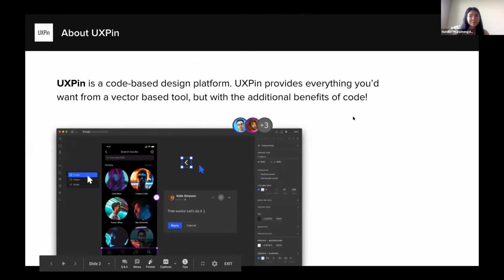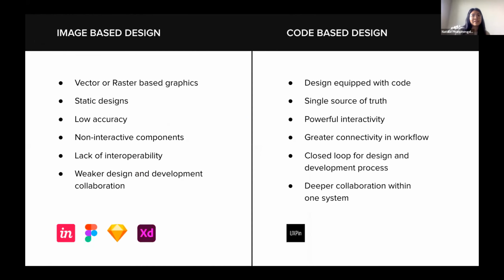Okay, so a little bit about us. UXPin is a code-based design platform that provides designers the ability to build low to high fidelity prototypes. So basically everything you'd want from a vector-based tool, but with the additional benefits of code. And that means that teams can design in code without knowing how to code. They can build powerful interactive designs by implementing logic, variables, and states.